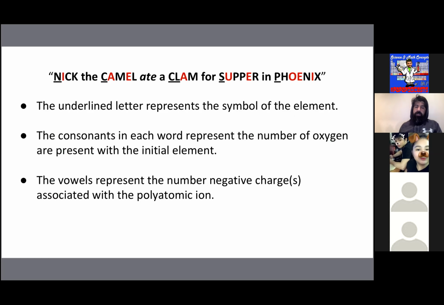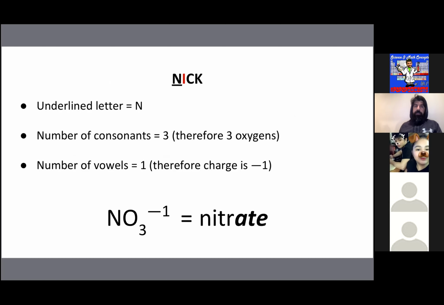So let's look at the first one. So Nick, if you break down Nick, right, the underlined letter is N. There are 3 consonants, the N, the C, and the K. So 3 oxygens. There's 1 vowel, so the oxidation number is a -1. And typically nitrogen, okay, would be considered nitride when it's got its charge.